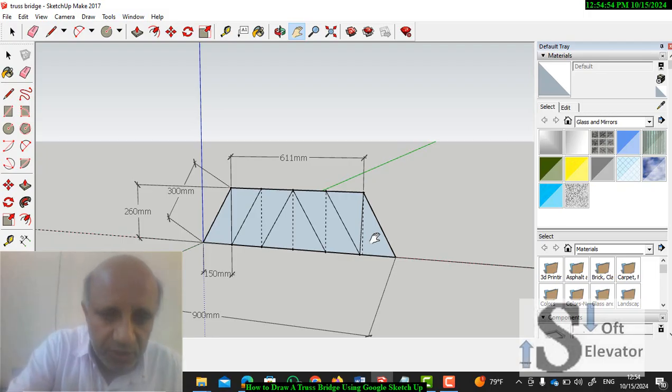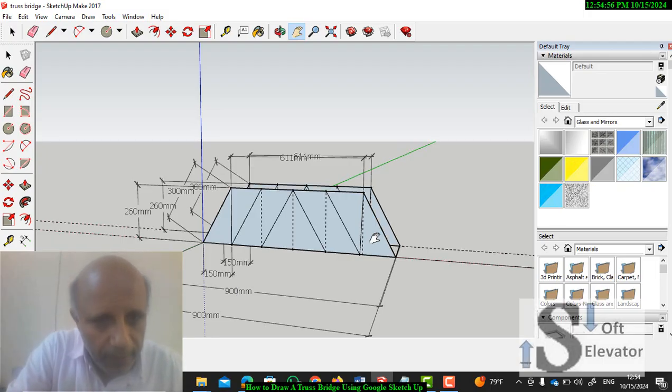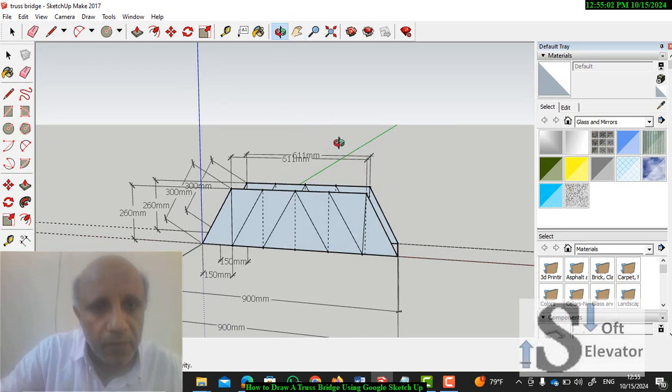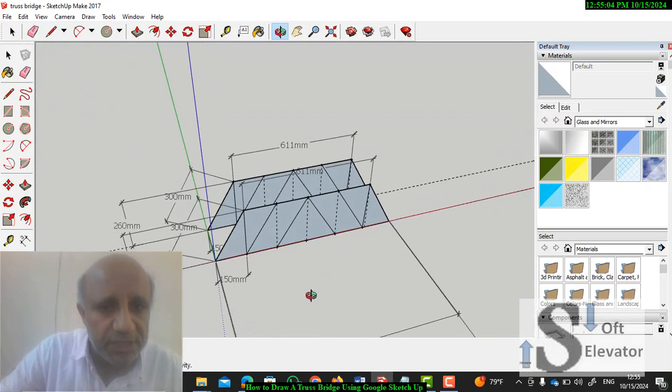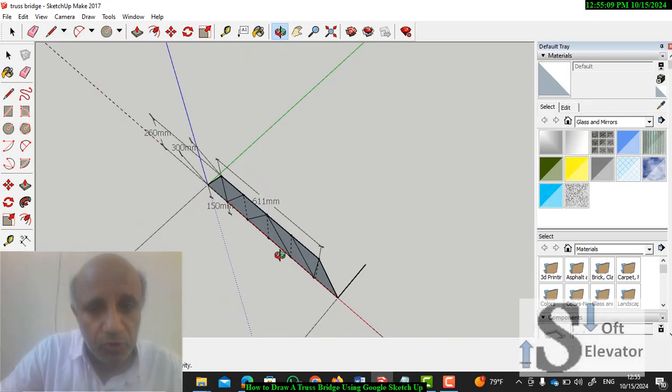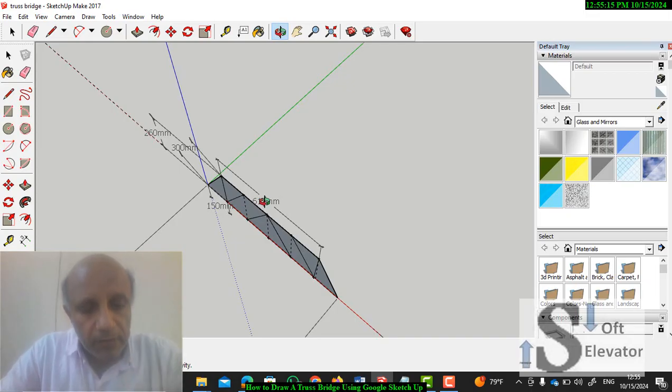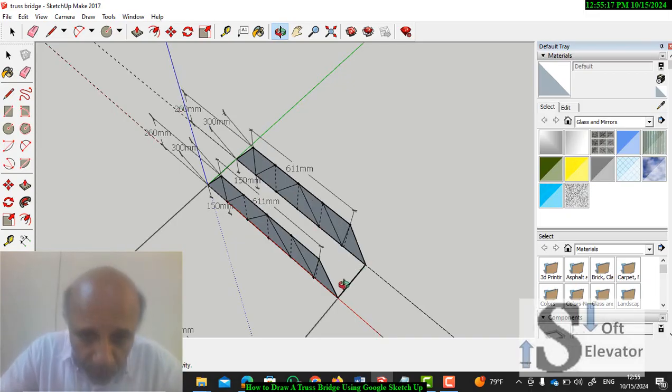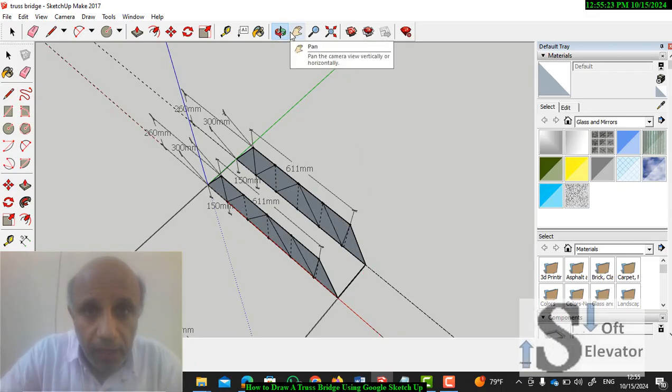Let's go and complete the drawing. These are all the dimensions required, as you see. We put all the dimensions here, and also I copy and paste. So Control Z, I copied this one and pasted it, as you see, and put it in the dimension which is the width of the bridge.